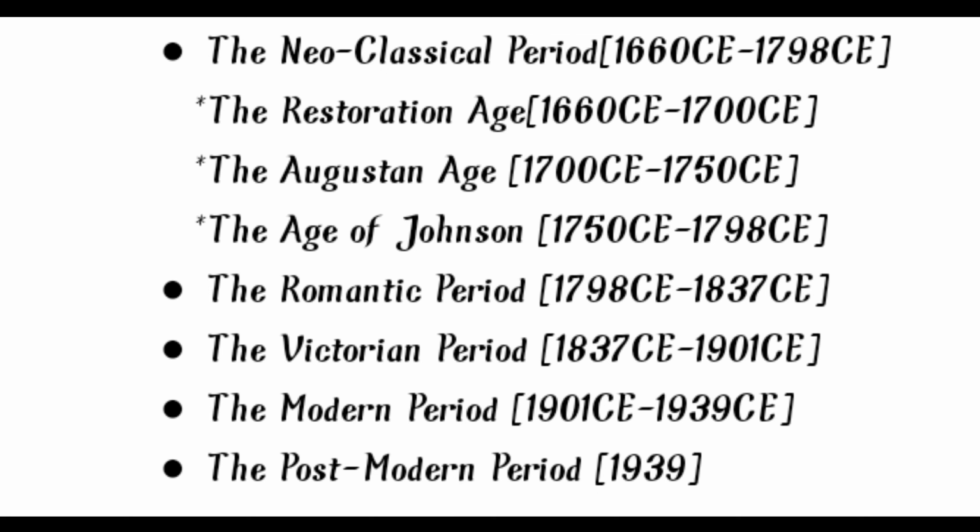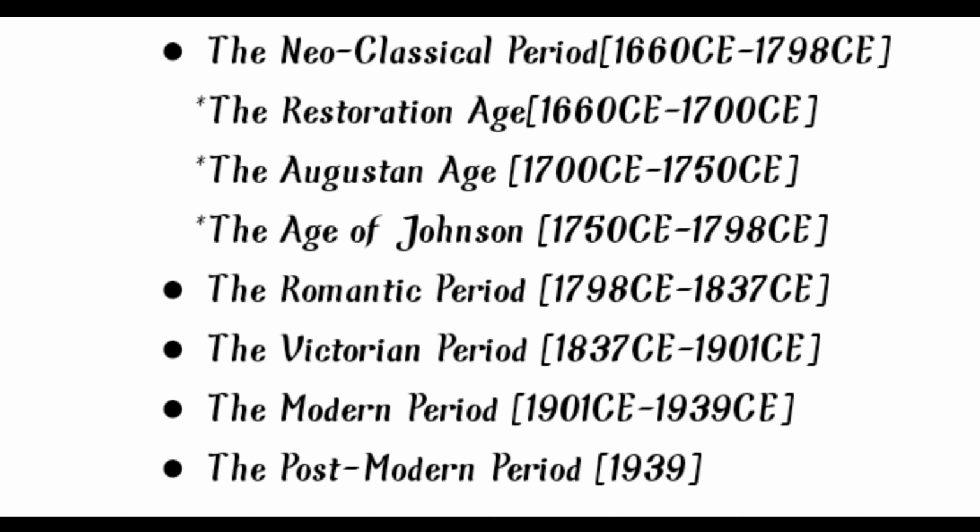Then we have the Age of Johnson, which is also called the Age of Sensibility, which ran from 1750 to 1798 CE. And fifth, we have the Romantic period, which ran from 1798 to 1837. The Romantic writers or poets were deeply connected with the beauty of nature, or loved to write about nature. Writers such as William Wordsworth, William Blake, P.B. Shelley, etc. And number 6, we have the Victorian period.